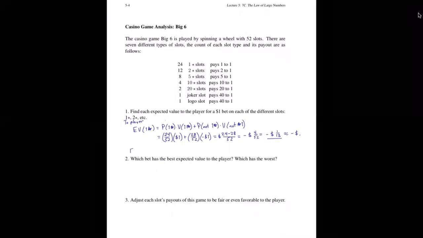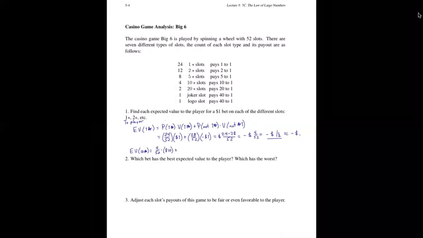Let's go to the 10-star slot. Probability of the 10-star slot: there are 4 of those out of 52 total. The value of the 10-star slot, if we put a $1 bet down, we're going to win $10 on this. That's getting a little bit more exciting.